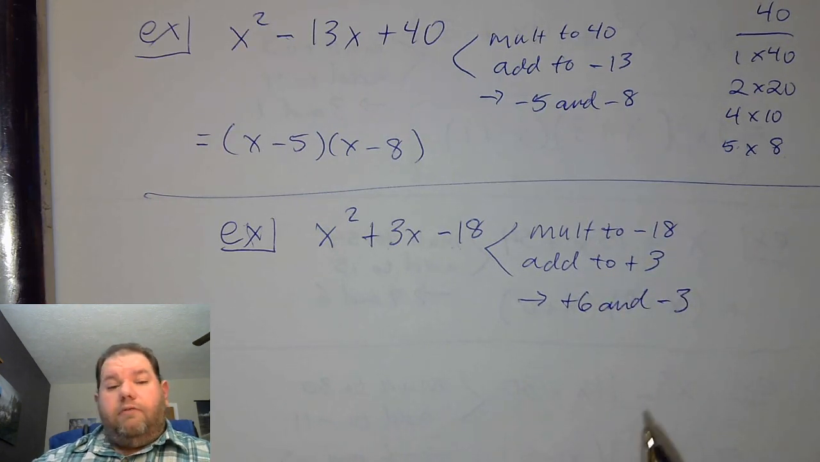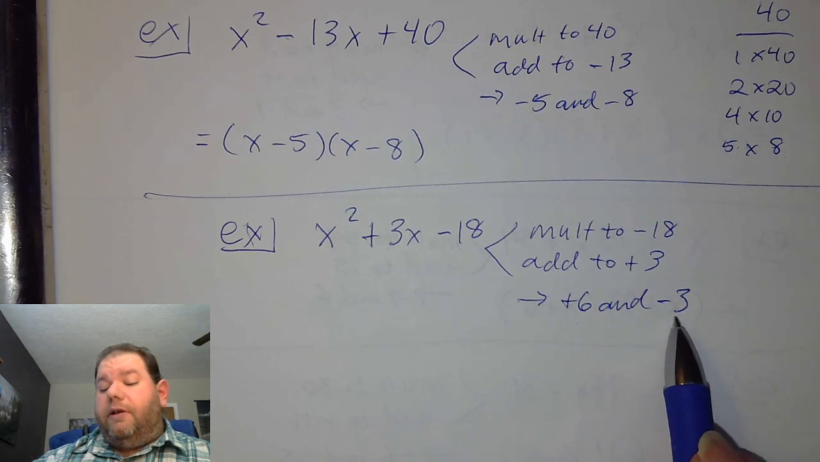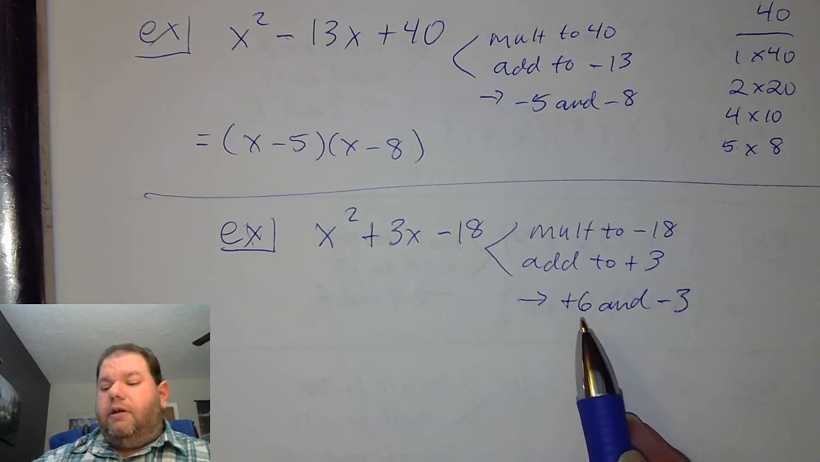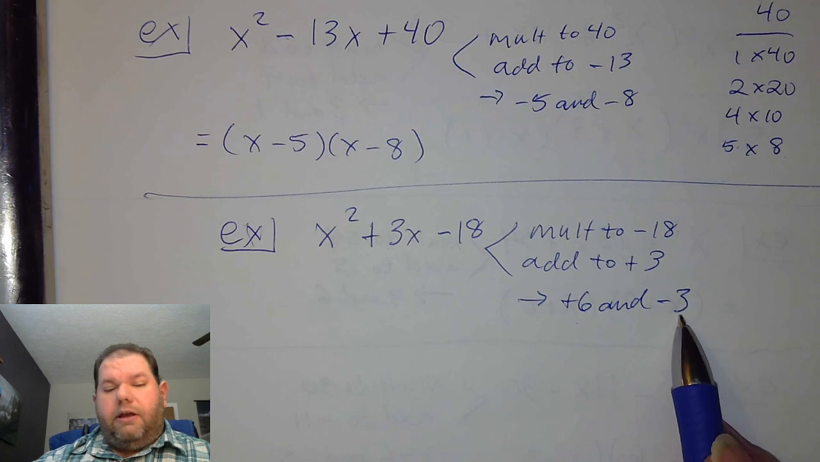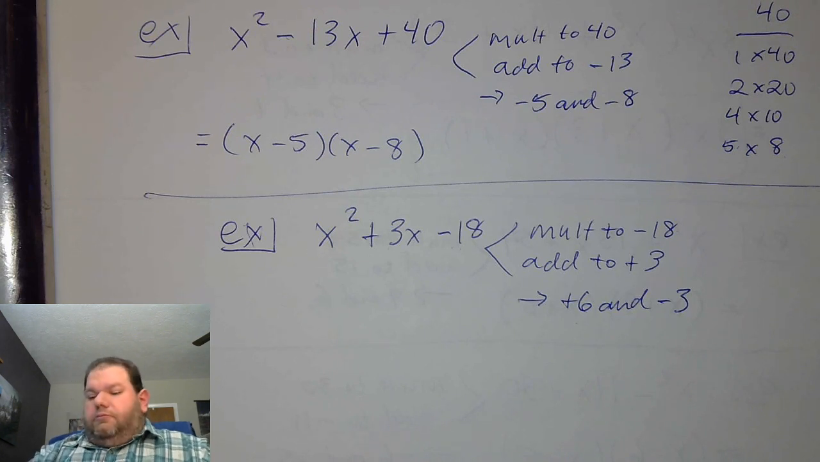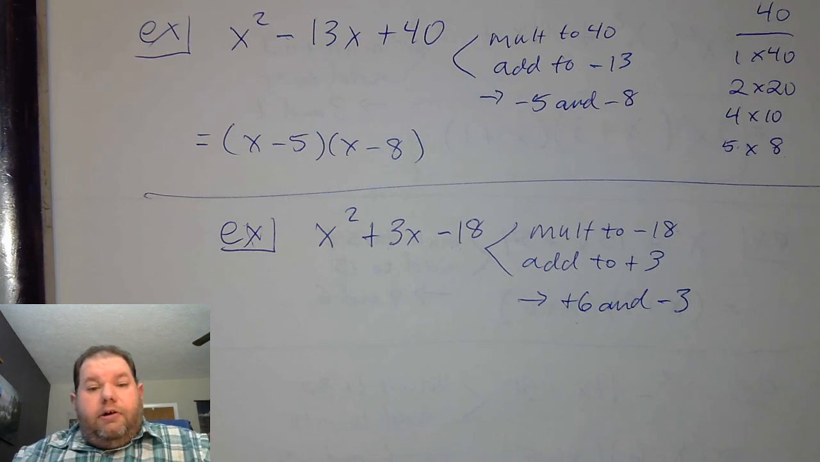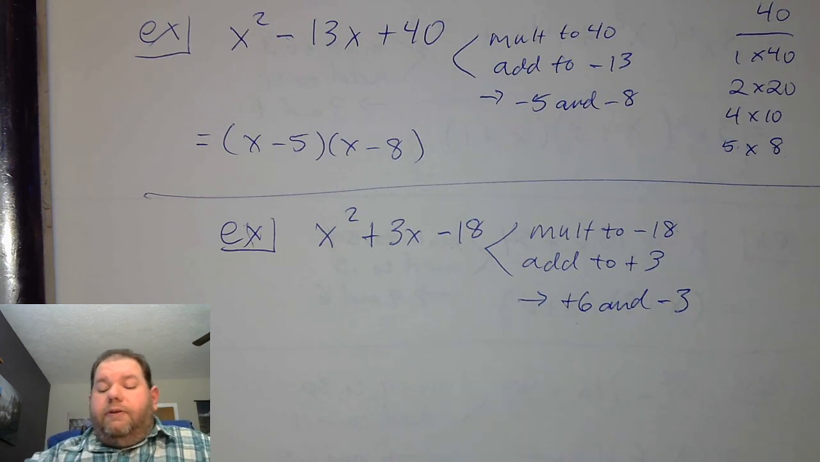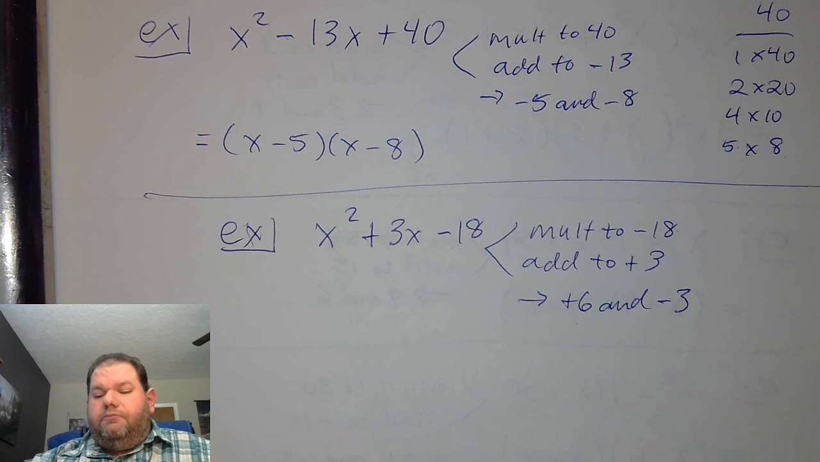And again, we can verify this. 6 times negative 3 is negative 18. Positive 6 plus negative 3 is positive 3. This tends to be the hardest of the three types where we have our minus sign. So if the last term is minus, then that means we have mixed signs.